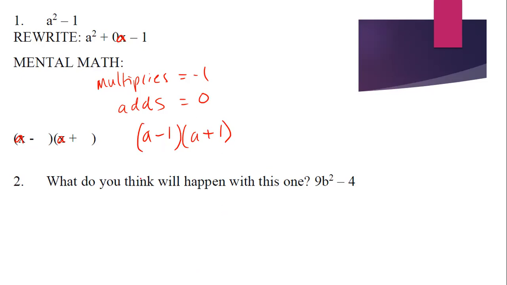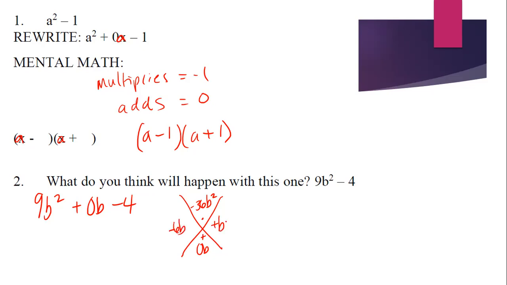All right, so let's try it again here. Now I have 9b squared minus 4. If you look at it in terms of a trinomial, I am missing my b term. So in this case, I'm asking what multiplies to give me -36b squared but adds to give me 0b. Again, it's going to have to be a -6b and a +6b. Okay, b's and 6's probably weren't a great idea, but here we are.